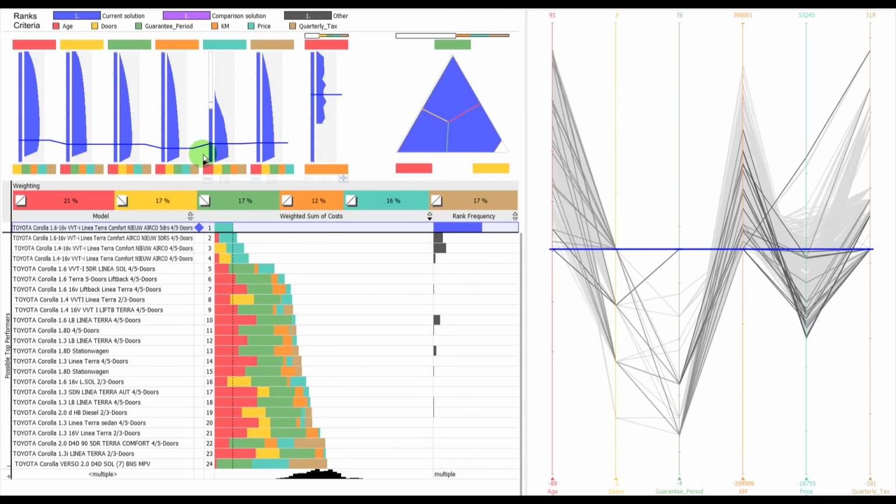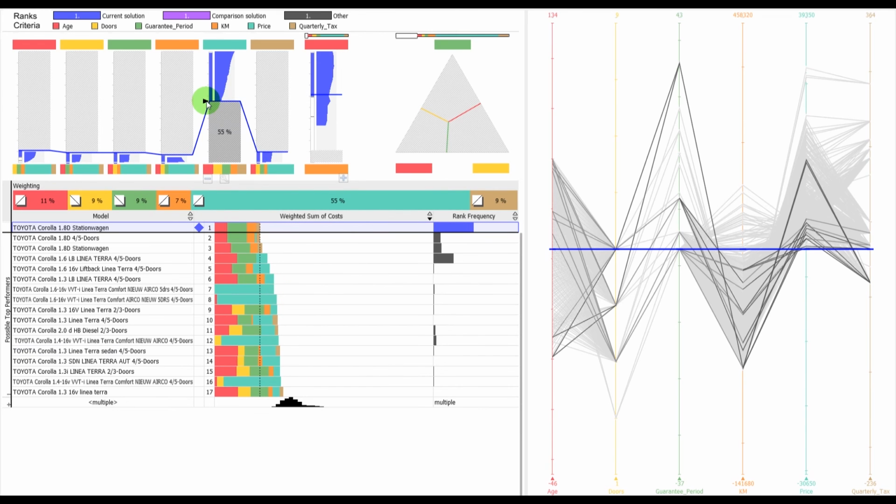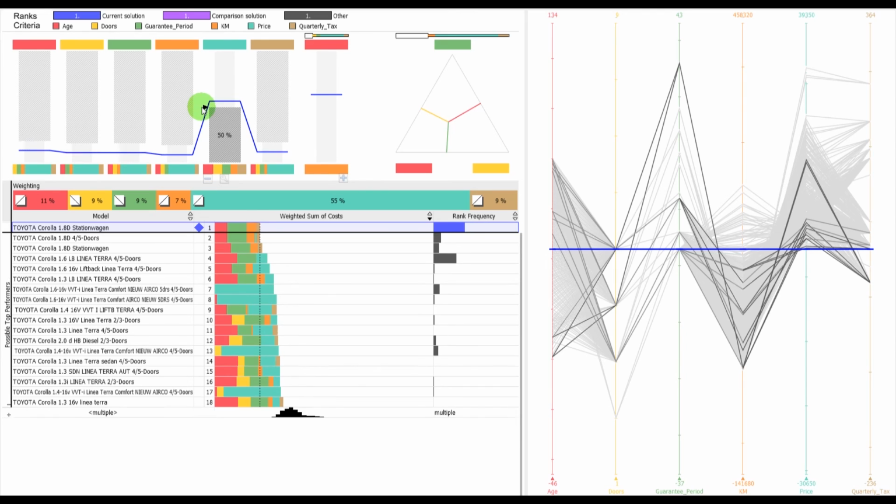Filters enable excluding irrelevant parts of the weight space. For example, the price of a car could be considered important enough to ensure that it is weighted by at least 50%. This removes all cars from the list that only rank first when the weight on price is low.